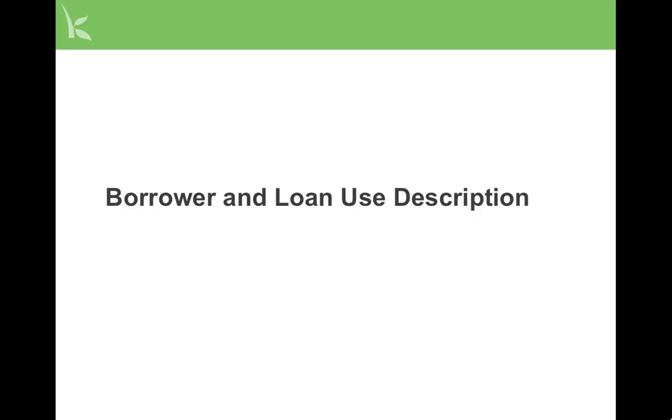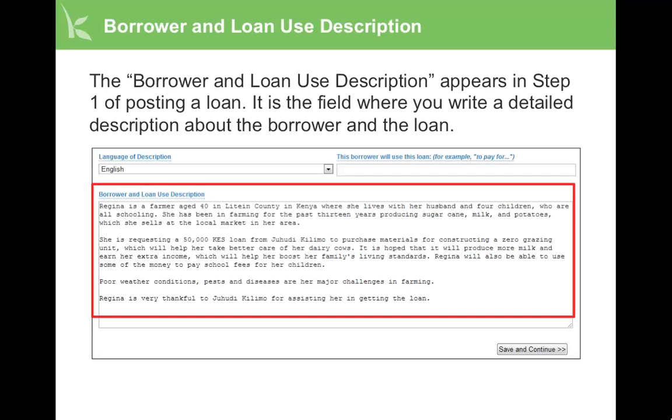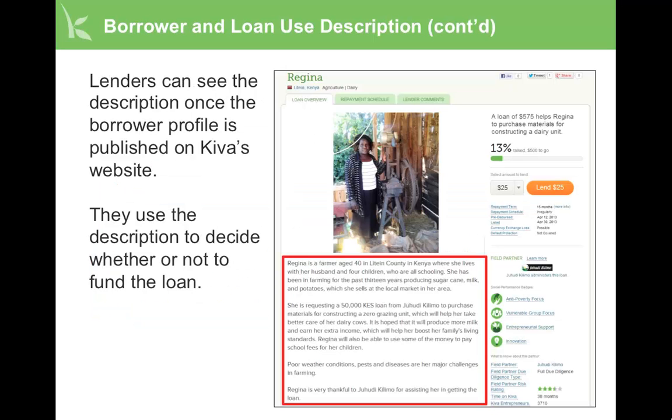This section covers policies related to the borrower and loan use description in PA2. The borrower and loan use description appears in step 1 of posting a loan. It is the field where you write a detailed description about the borrower and the loan. Lenders can see the description once the borrower profile is published on Kiva's website. They use the description to decide whether or not to fund the loan.